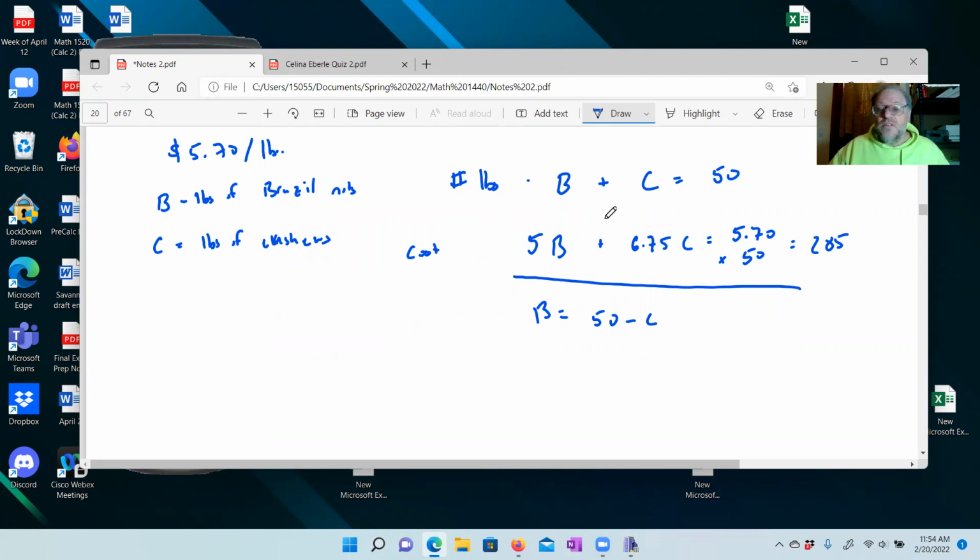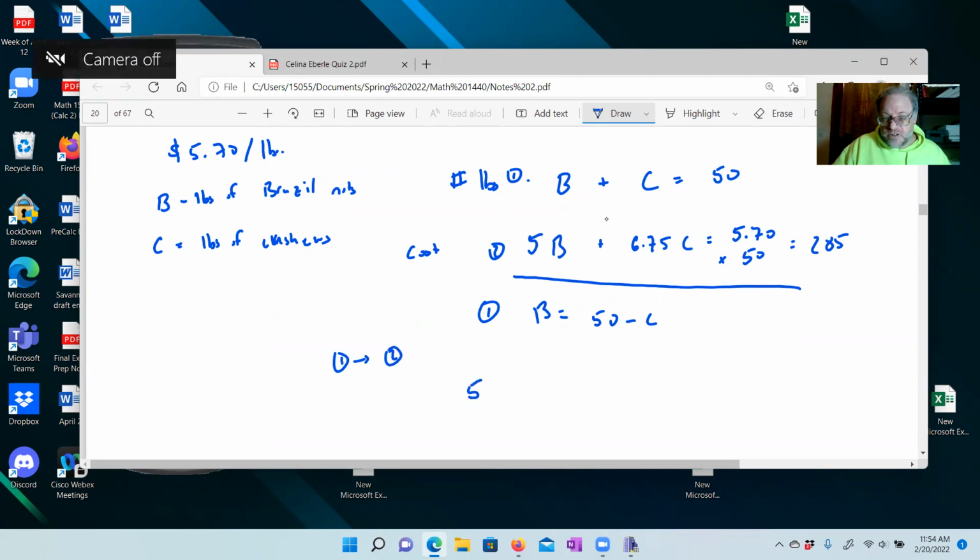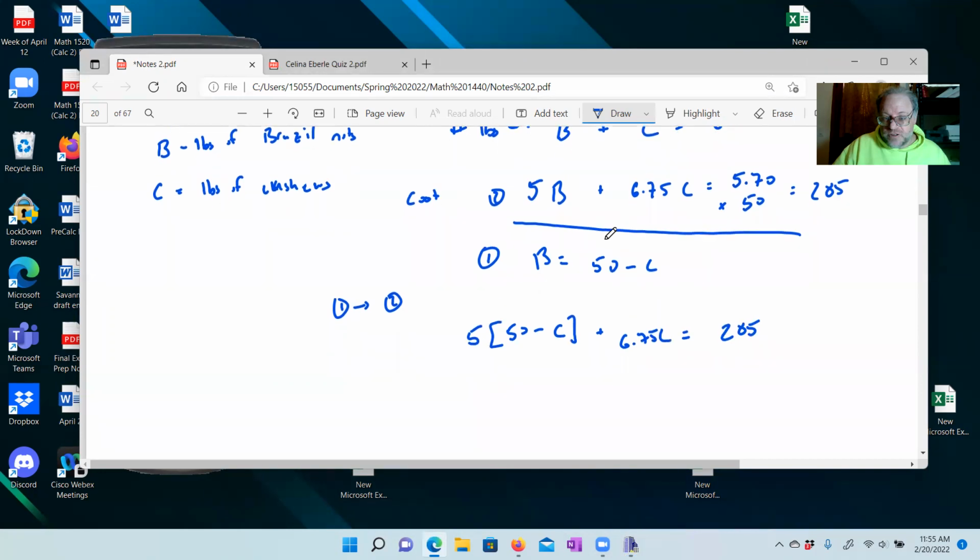Why don't we say that B is equal to 50 minus C. This is equation 1, and this is equation 2. I'm going to take equation 1 and push it into equation 2. So we have 5B, and B was 50 minus C, plus 6.75C is supposed to be 285. So this is going to be 5 times 50 minus 5C plus 6.75C is equal to 285, and 5 times 50 is 250.